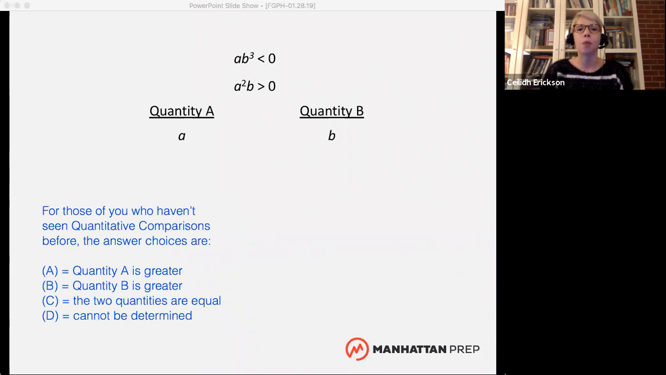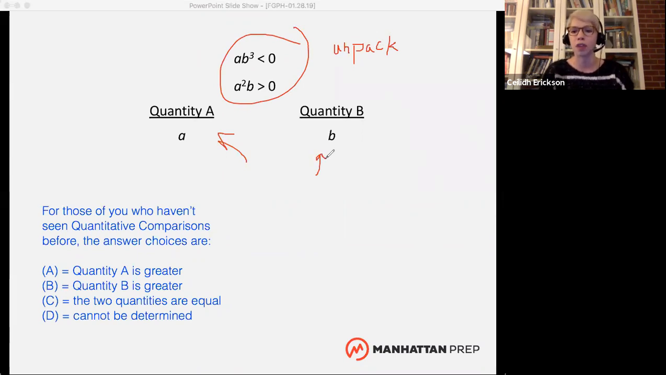But our job when it comes to QC is first, we want to unpack the given information, what we call the upfront information here. So unpack this first, and then once we've translated, unpacked what's going on here, then we can address quantity A and quantity B, pick numbers if we need to, or simplify further from there.